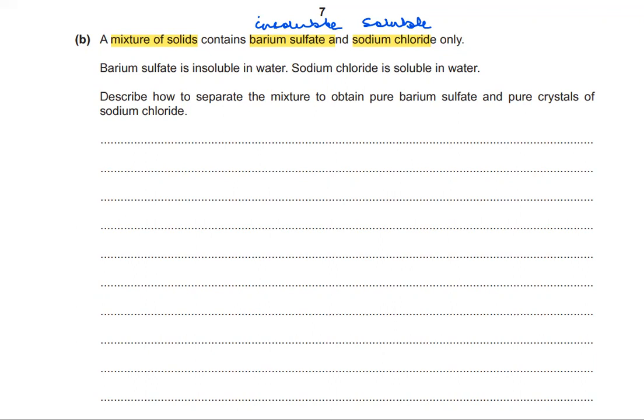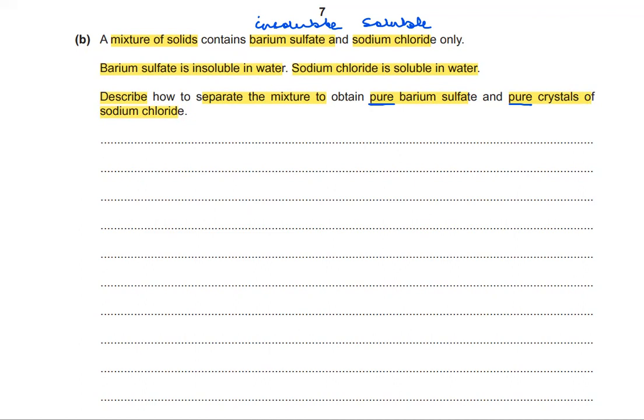Now, the same statement they have given you: barium sulfate is insoluble in water, whereas sodium chloride is soluble in water. They want us to describe how to separate the mixture in order to obtain pure barium sulfate, and again pure crystals of sodium chloride. The thing to be noted here is that they want it pure. This is very important. They don't just want to separate them, they want them in the purest form. So let's proceed and do the planning.